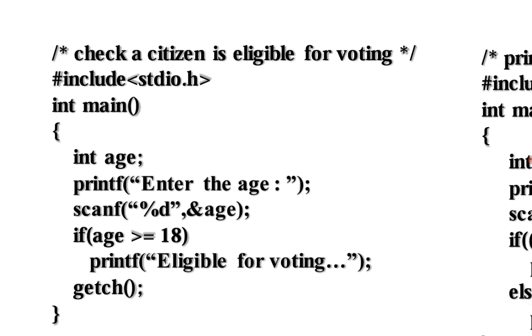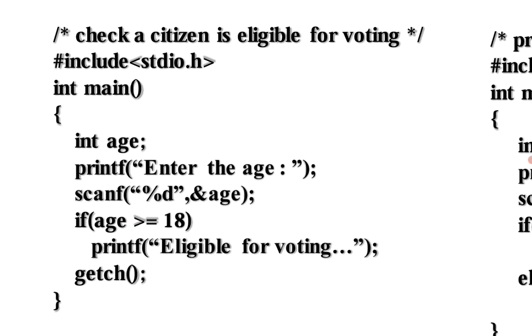So this is a simple program using an if statement. In the first line we may write some comments. How do we write comments in C language? By using the slash-star and star-slash symbols. Within that we may write some comments or remarks. The next line is hash include stdio.h.